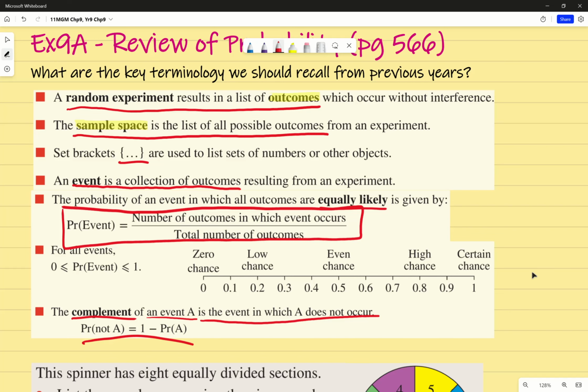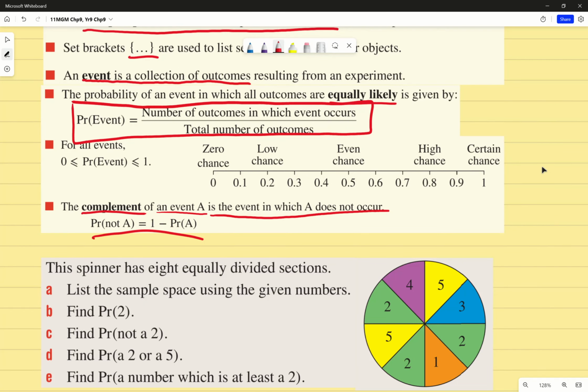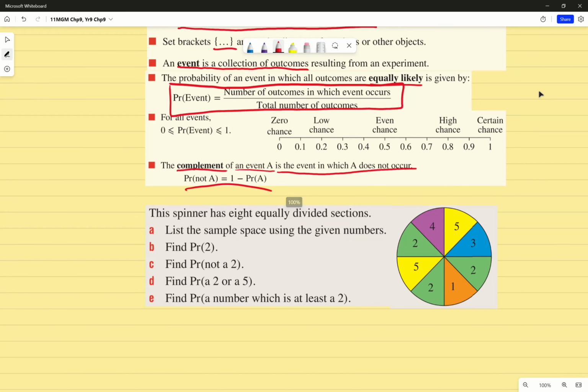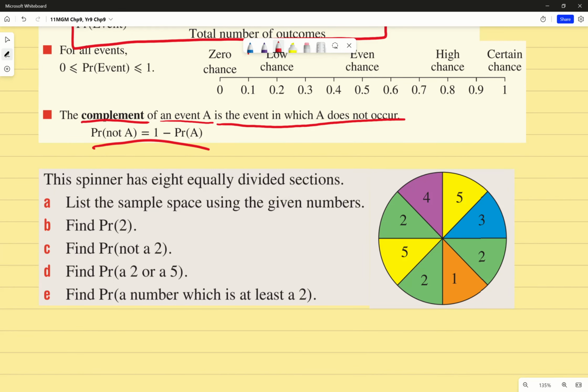Alright, let's move on to the next section. It's an example. I don't need you to write it down because you're going to be doing some practice questions in this anyway. The spinner has 8 equally divided sections. List the sample space using the given numbers. So the sample space, remembering that it says up here, is the list of all possible outcomes. So for my sample space, I want to use the squiggly brackets, or set brackets, to demonstrate my answer. It's going to be 1, 2, 3, 4, and 5. And then I close my bracket. Note that even though there are 3 2's, I didn't write 2, 2, 2.